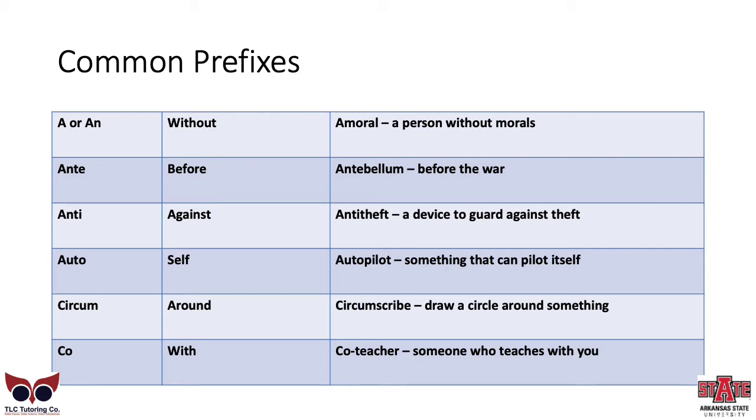Anti means against. An anti-theft device is a device designed to guard against theft. Auto means self. Autopilot is something that can pilot itself. You might also be familiar with an autobiography. This is a book that one writes about themselves. Circum means around. To circumscribe means to draw a circle around something. Co means with. A co-teacher is someone who teaches a class with you.